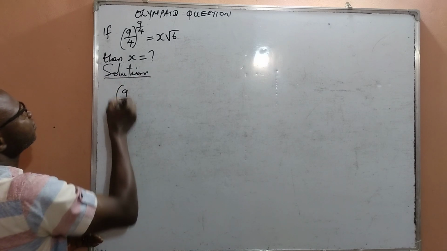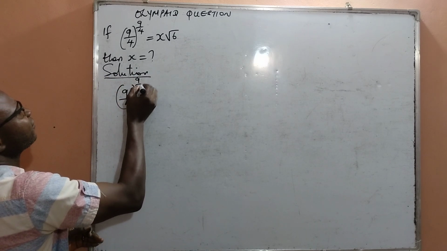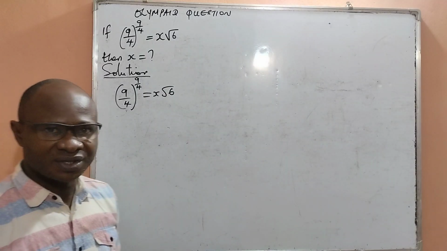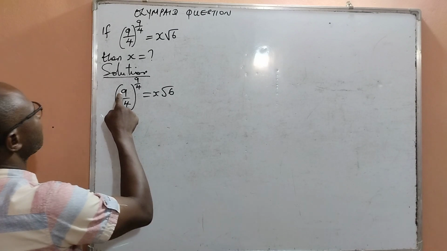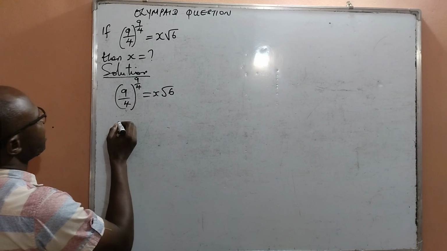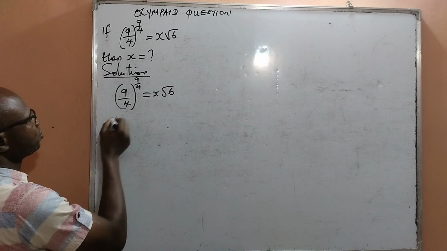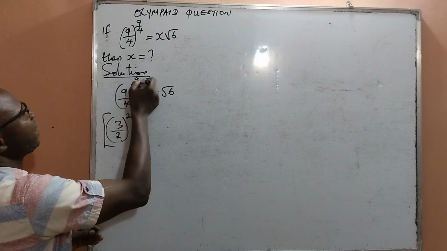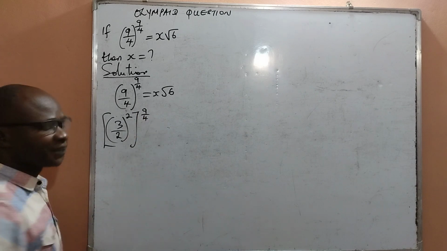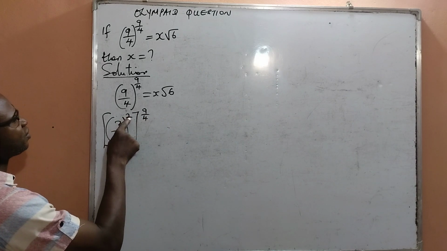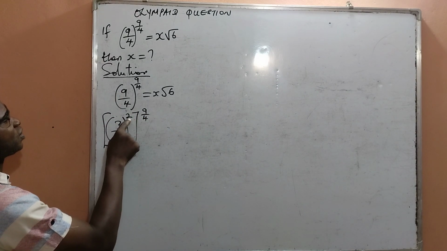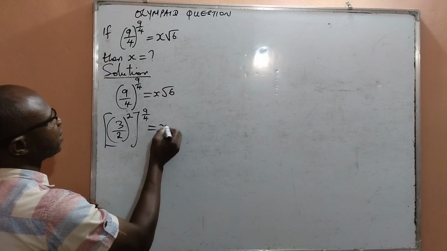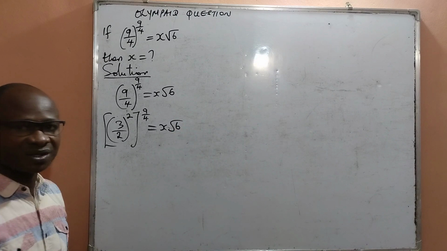Solution: (9/4) raised to the power 9/4 is equal to x root 6. We want to find x. But 9/4 can be written as (3/2) to the power of 2, then all raised to the power of 9/4, because 3 squared is 9 and 2 squared is 4. This is equal to x multiplied by root 6.